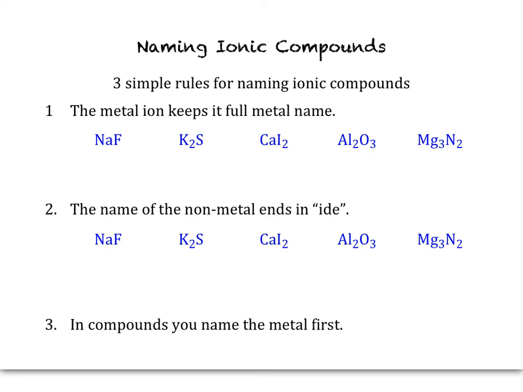When naming ionic compounds, there are 3 simple rules to follow. Rule 1. The metal ion keeps its full metal name. So here in NaF, the first part of the name is sodium. Here, potassium, calcium, aluminium, magnesium.